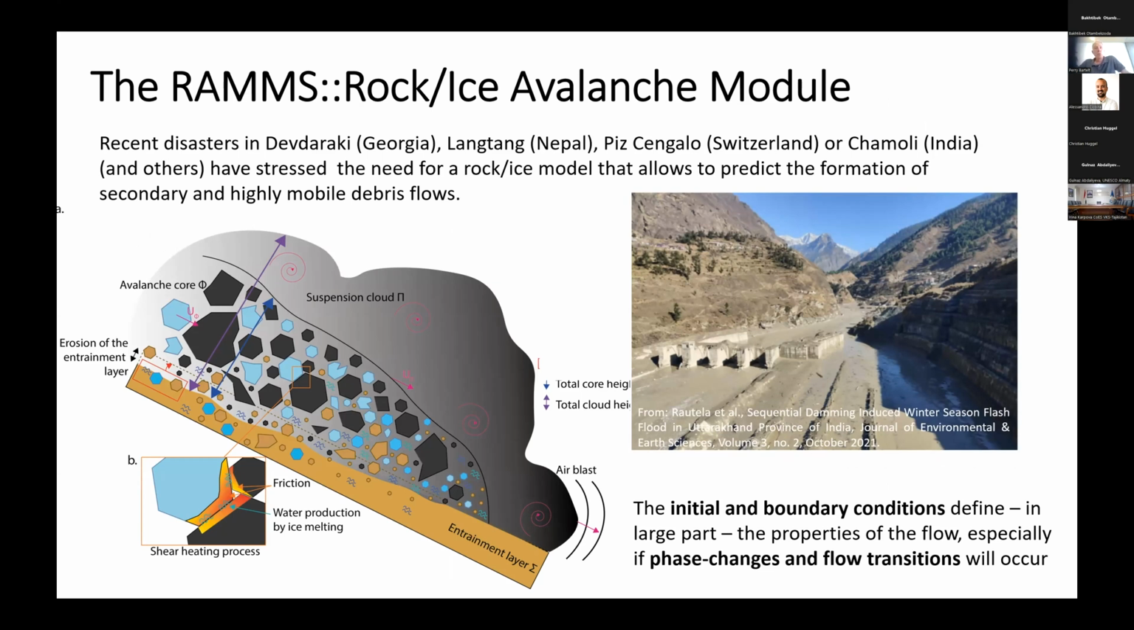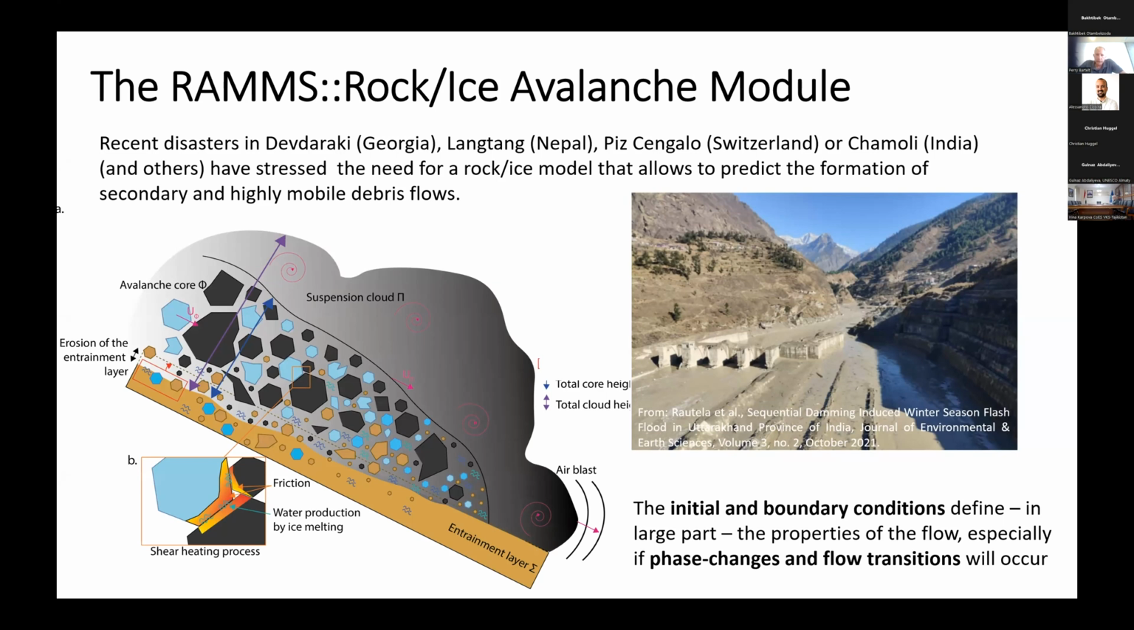So finally, coming towards the close, what we are working on now, and we've been using it for the last 5 years in Switzerland, is our rock ice avalanche module. We've been confronted in the last 5 years with many different types of large rock ice avalanches, and we've been asked to simulate these. Probably in Switzerland, the most notable is Piz Cengalo, but also the Langtang ice rock avalanche, Devdoraki in Georgia, and the Chamoli event in India. I'll show you those in a few seconds.